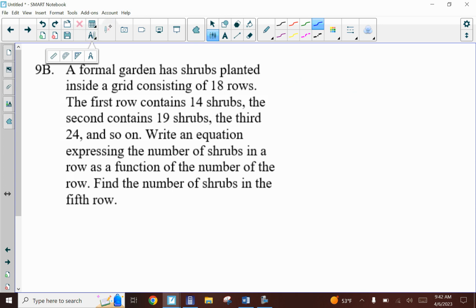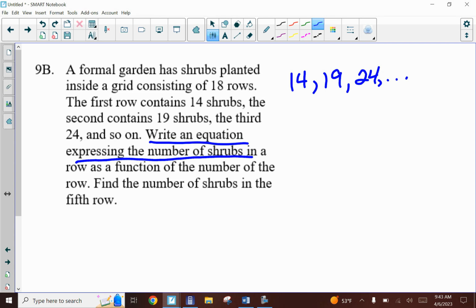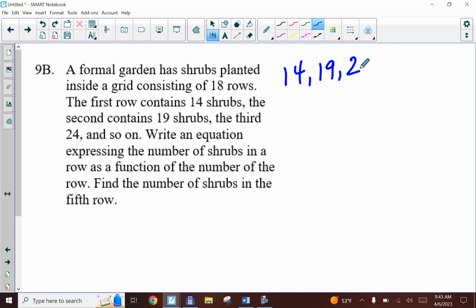This next question is about a garden, and it's got bushes. Basically, it's what shrubs are. It's got 18 rows, and it says the first row has 14, the second row has 19, and then the third row has 24, and it goes like that all the way up until the 18th row. So the first part, it says write the equation expressing the number of shrubs in a row as a function of the number of rows. That's all fancy talk. Let me put this formula back. It's 14, 19, 24, and then dot, dot, dot. Now, you can tell that this is arithmetic because it looks like it's going up by 5 each time. So d is equal to 5.